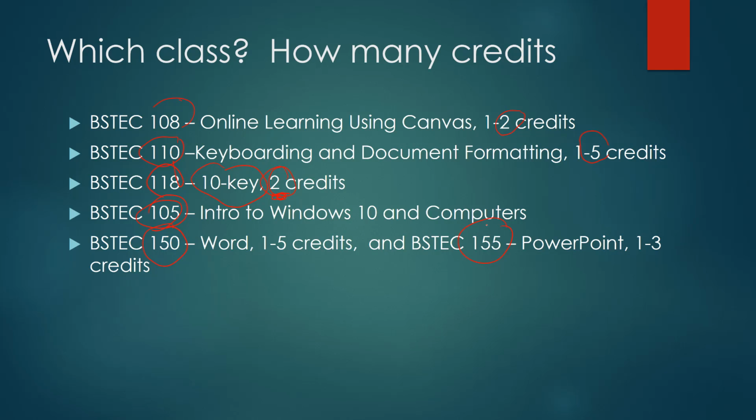The last 2 classes are BizTech 150 and 155. BizTech 150 is a very useful class. This is learning how to use Microsoft Word. Microsoft Word is a 5-credit class, but since it's variable credit, you can take anywhere between 1 and 5 credits. BizTech 155 is all about learning to use PowerPoint to make effective and fun presentations. PowerPoint is a variable credit class, and you can take up to 3 credits.